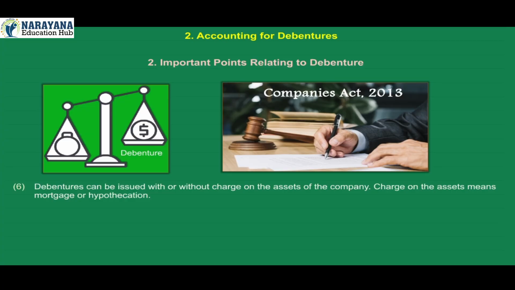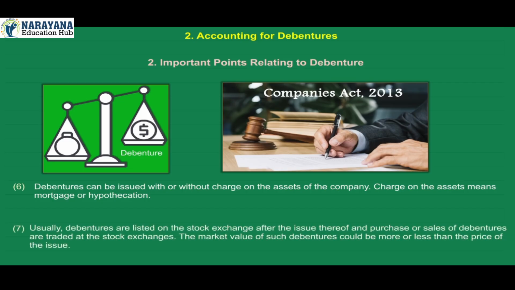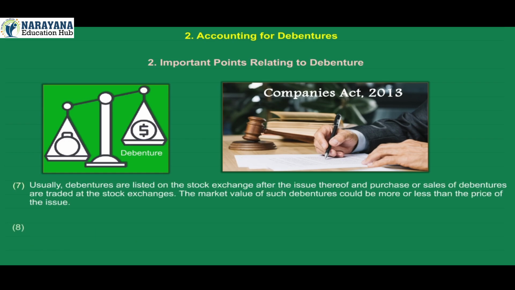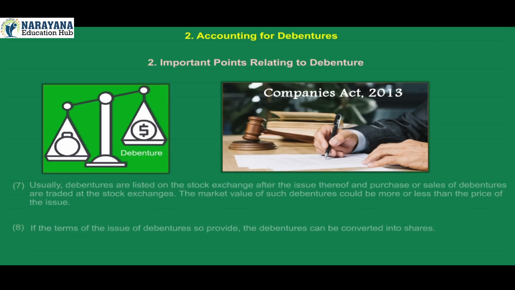6. Debentures can be issued with or without a charge on the assets of the company. Charge on the assets means mortgage or hypothecation. 7. Usually, debentures are listed on the stock exchange after the issue thereof, and purchase or sale of debentures is traded at the stock exchanges. The market value of such debentures could be more or less than the issue price. 8. If the terms of the issue of debentures so provide, the debentures can be converted into shares.